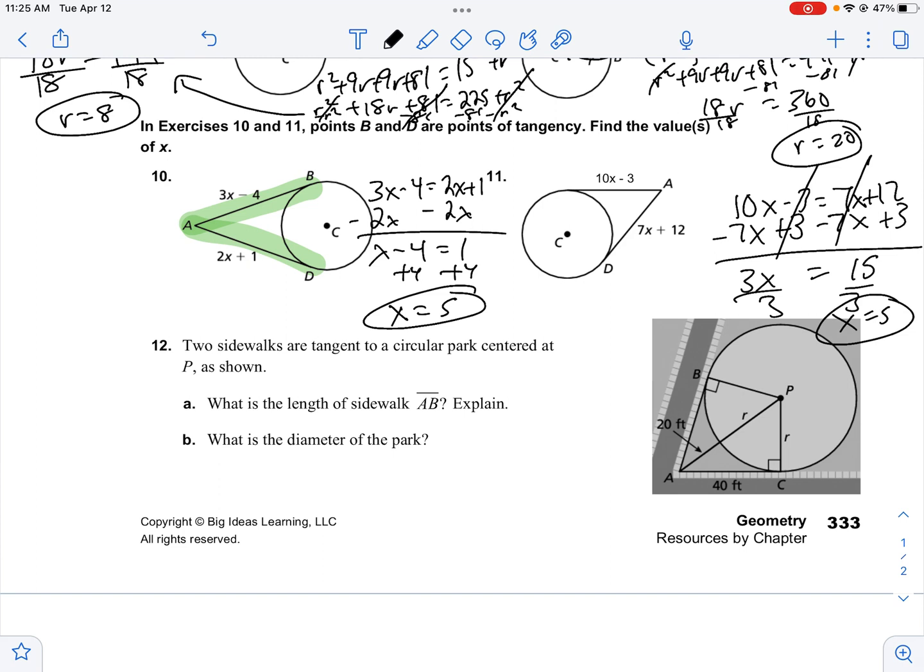And I'm not going to do the last one. I'm going to leave it as extra credit for you. So make sure you do the last one. You might notice there's a right triangle.